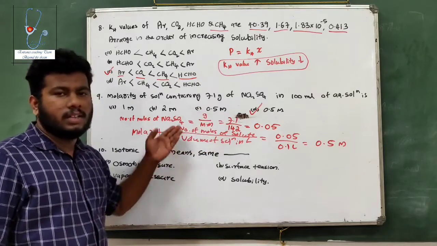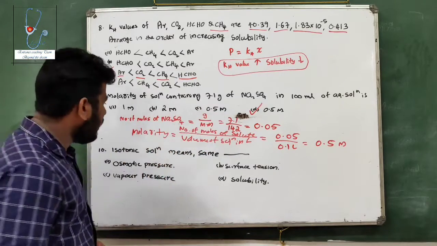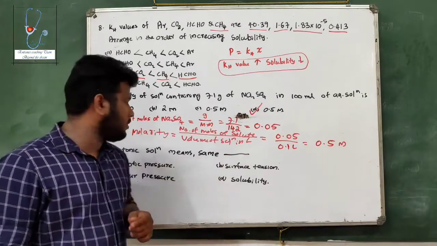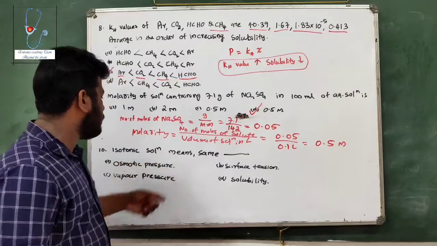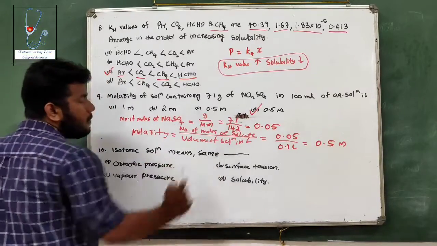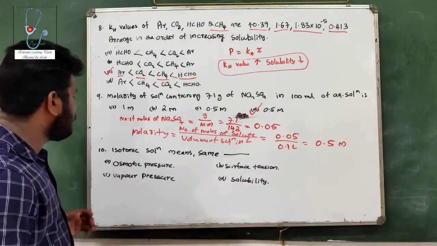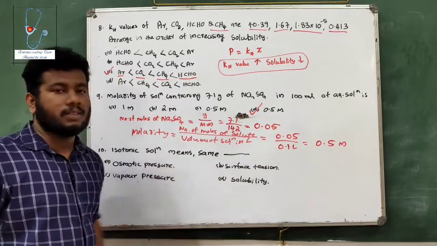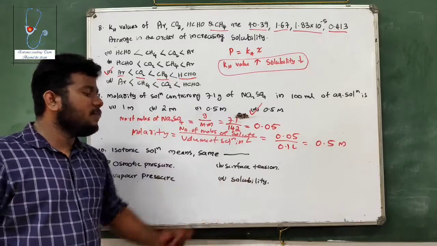Next, this is a simple question. You just work it out at home independently. Okay. Next question. Isotonic solution means same dash. Options: osmotic pressure, surface tension, vapor pressure, and solubility.